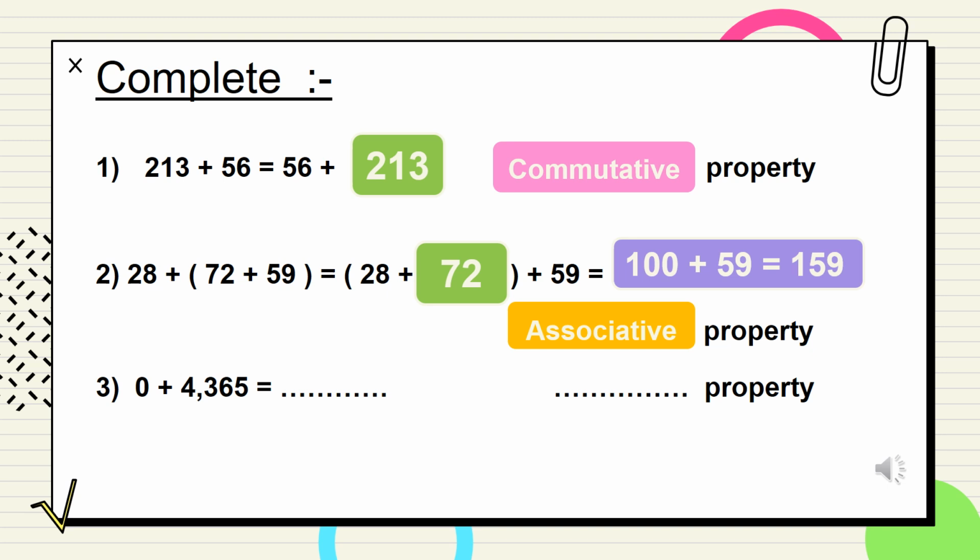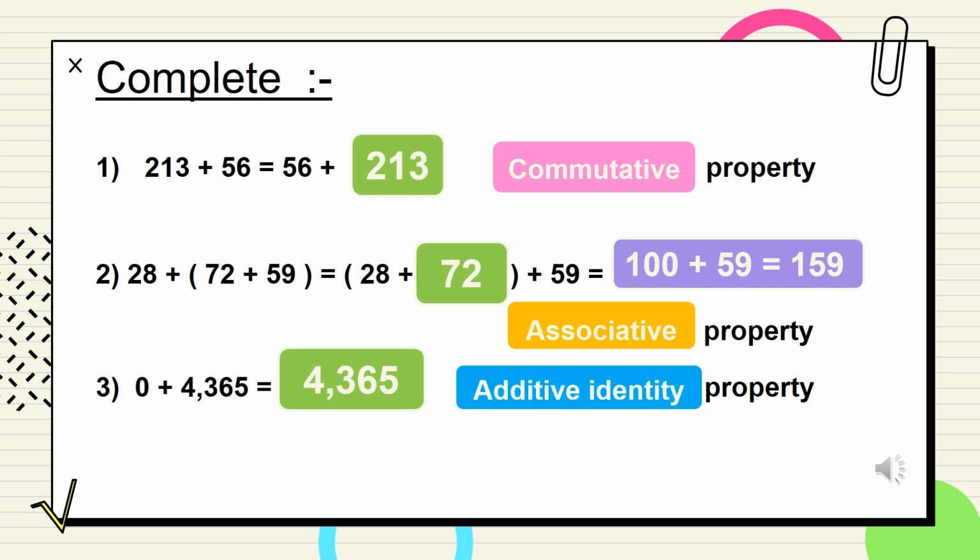Now the last one, 0 plus 4365 equals 4365. We see here 0 and the sum equals that number, the same number. So this property is called additive identity property.